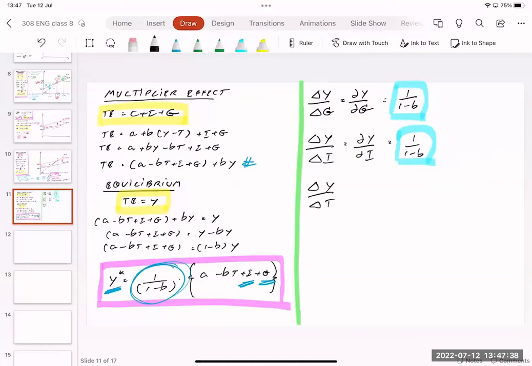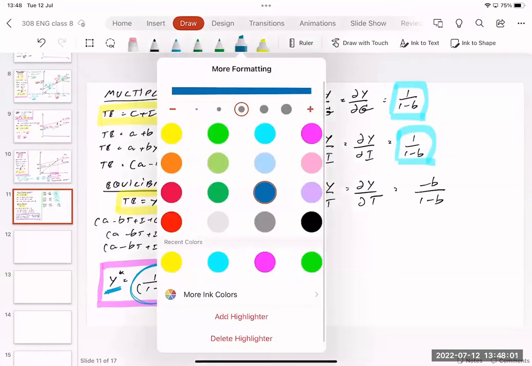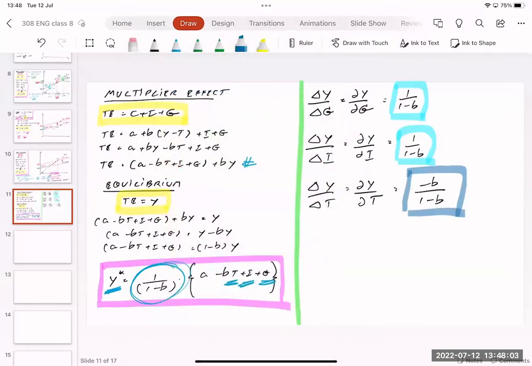Next one, you can find the multiplier effect of tax. If the government changes the tax, how is it going to affect the GDP, right? Delta is a partial derivative. In this case, the partial derivative of Y with respect to T. Where is T? T is here. What you have in front of T is minus B and 1 over 1 minus B. Together, you get minus B over 1 minus B. Simple like that. This is the multiplier effect of tax.